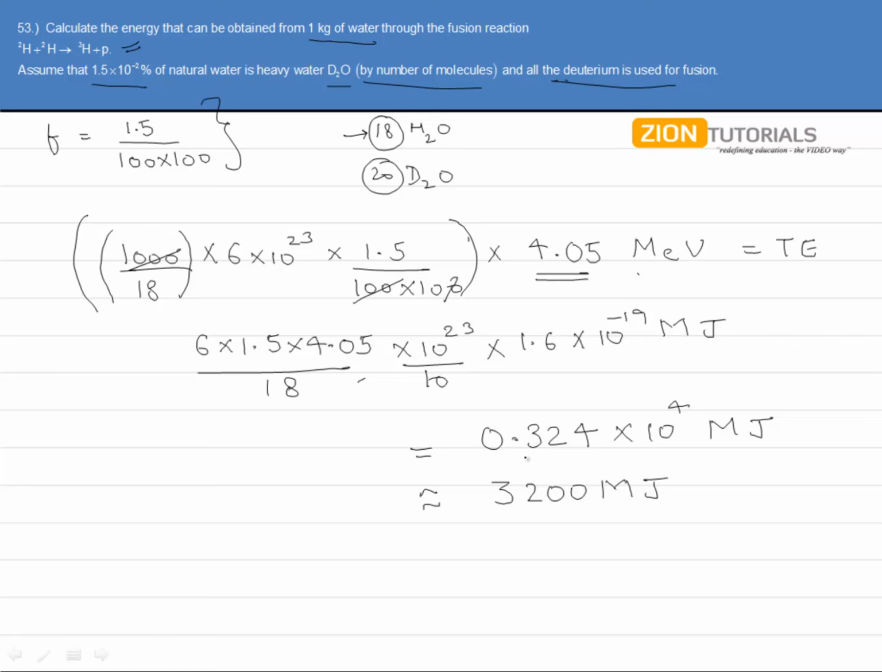Why am I saying this to be approximately 3200? Because this is coming out to be 3240, and that can be because we took the approximation of 6.023 as 6 here for the Avogadro number. Moreover, there was a very slight approximation over 18 as the mass. So that whole sums up to the 40 megajoules that are coming extra.